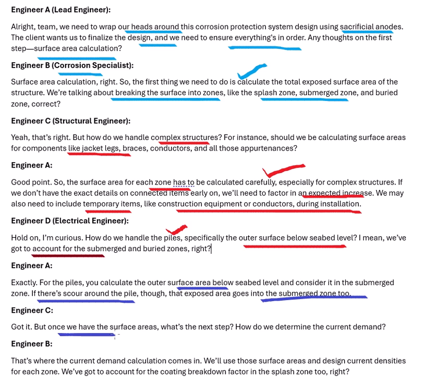Once we have the surface areas, what's the next step? The next step is to determine the current demand. That's where the current demand calculation comes in. We will use those surface areas and the design current densities for each zone, and each zone has a different current density. We also have to account for the coating breakdown factor in the splash zone.